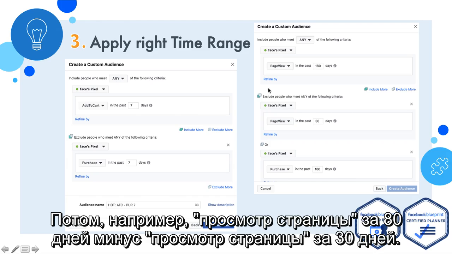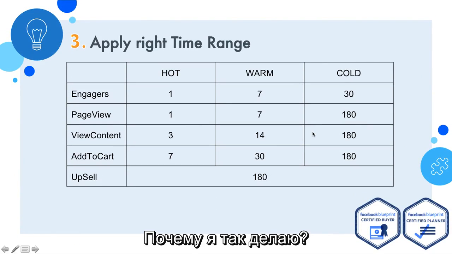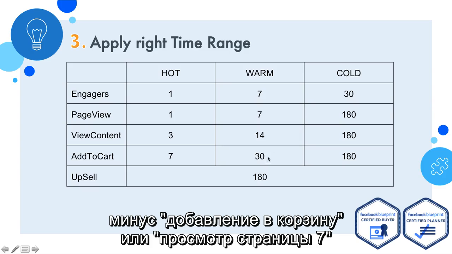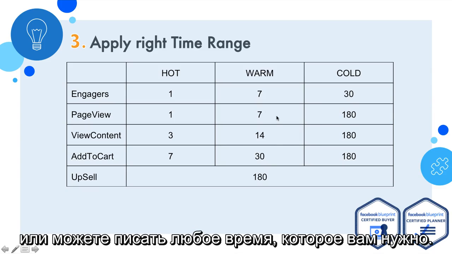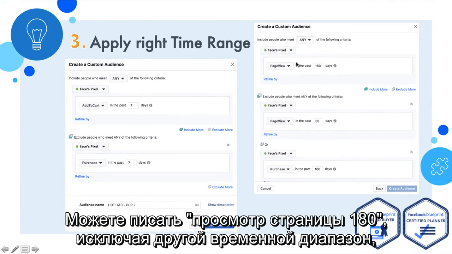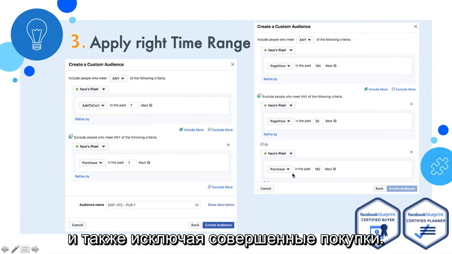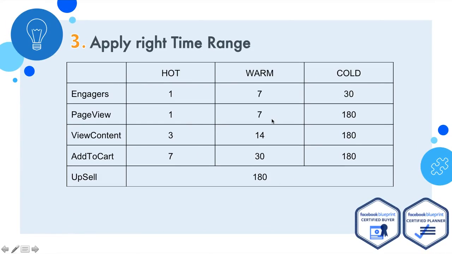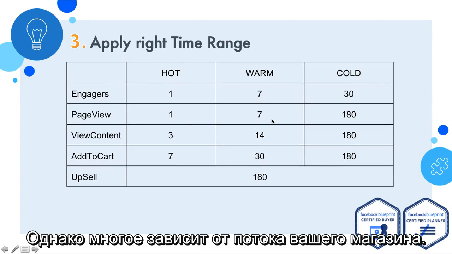Then, for example, page view 180 minus page view 30. So why do I say it this way? Well, for example, this would be this audience, cold, page view 180, minus add to cart or page view 7 or the time zone. You can put whatever time zone you want here. Okay, so you would do page view 180, exclude another time zone, and also exclude the purchasers. So basically that makes a lot of sense, but it depends a lot on the volume that you have.